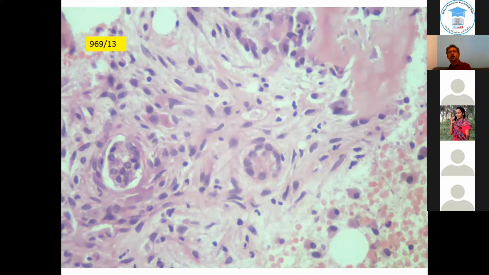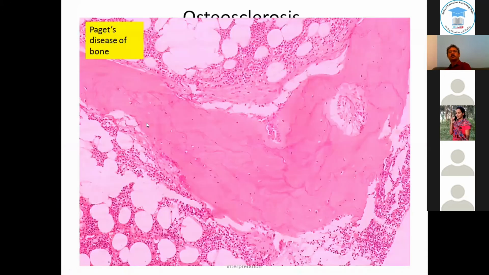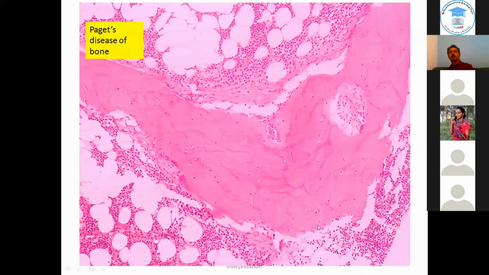That was not myelofibrosis. The last two slides, you can sometimes get an increase in the amount of bone per unit volume of tissue in mets, like I showed you a case in the very beginning, or in fluorosis of Paget's disease. And this was a case where a bone marrow biopsy was done and we made a diagnosis of Paget's disease. And what you can see is irregular cement lines in the bone marrow.